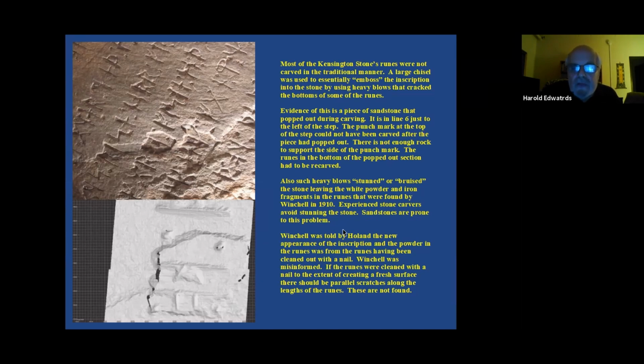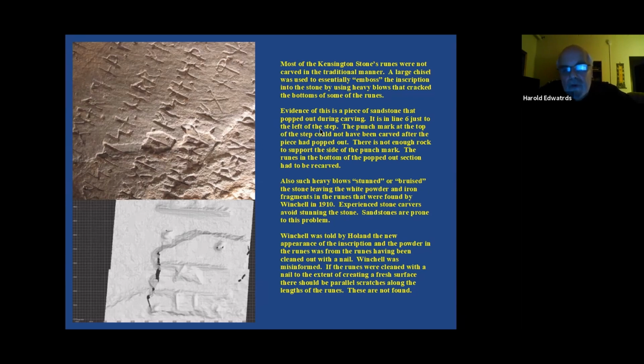Winchell noted that the ruins had a white powder on them and iron fragments. That can be explained by a phenomenon called stunning or bruising the stone. That happens when the carver does this technique. He takes the chisel, makes it perpendicular to the stone, and hammers it with heavy blows. And sandstones are prone to this bruising.